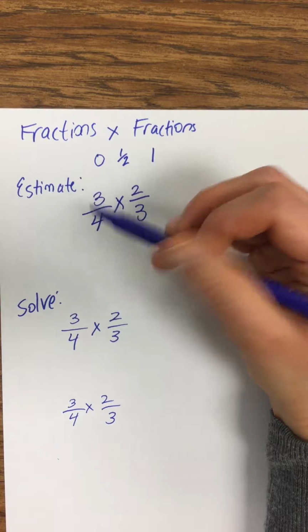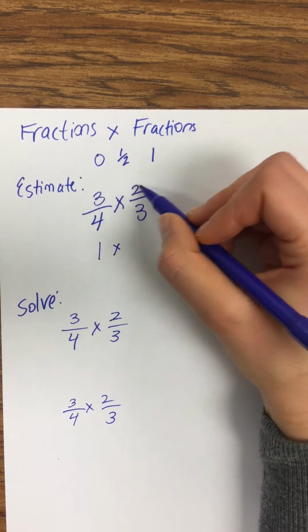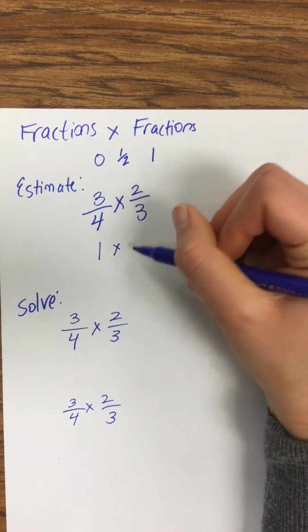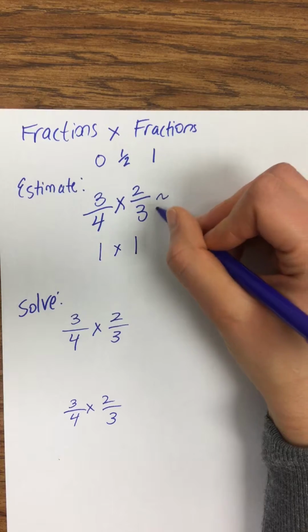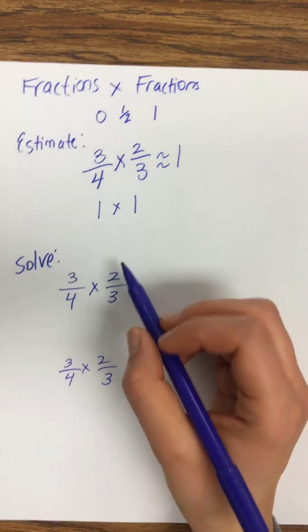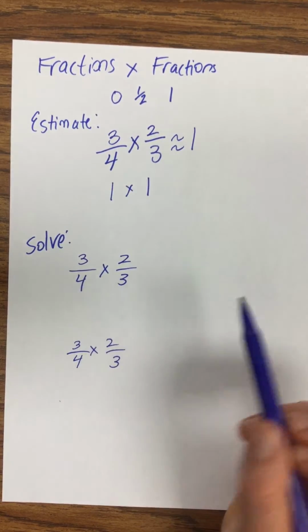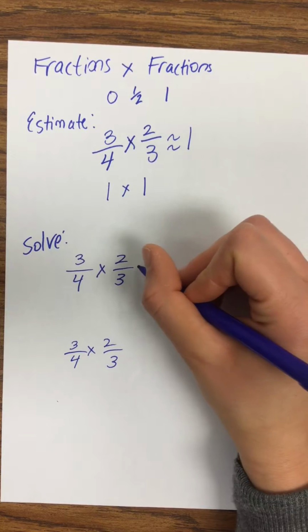Well, I know that 3/4 is close to 1 whole, so I would round that to 1. I know that 2/3 is also pretty close to 1 whole, so I'll change that to 1. And I know 1 times 1 is 1, so I expect my answer to be pretty close to 1. I'm going to do it solving like we did in the last video, and then I'm going to show a shortcut method to make simplifying a little bit easier.